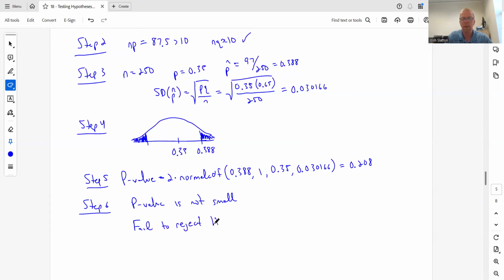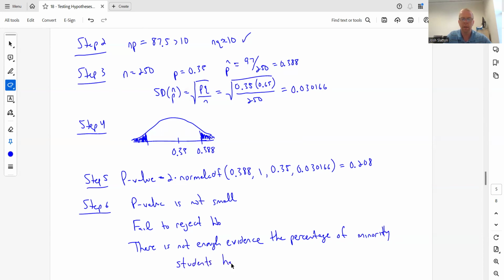Null hypothesis, there is not enough evidence. Now just kind of restate what we're asking. So there is not enough evidence the percentage or proportion of minority students has changed.